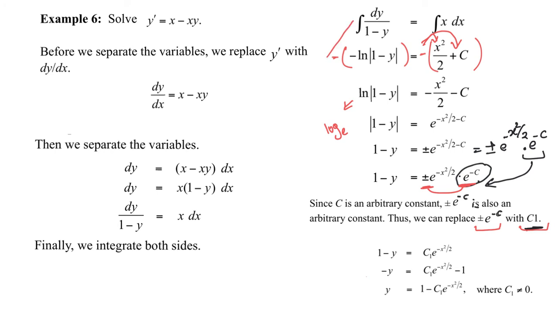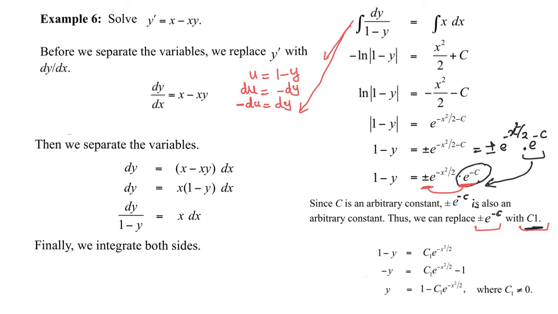If you are wondering how to find the integral of that, let's do that. Let's say let u equal 1 minus y. We are using the substitution method. So du equals negative dy, or negative du equals dy. Then substitute that into this function. So in the integral, dy is negative du, right? And 1 minus y is just u.